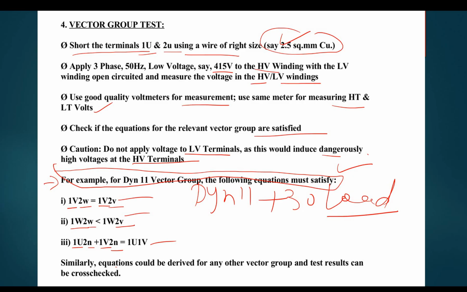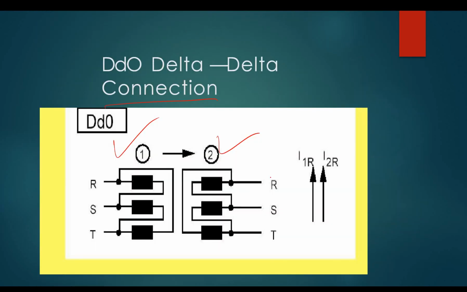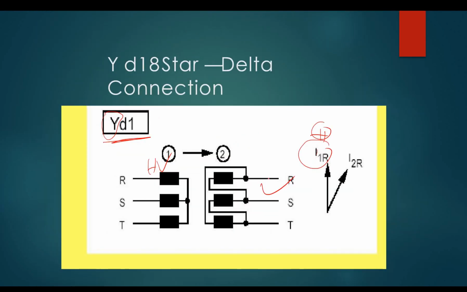In the market there are lots of instruments to measure directly. Just connect the leads as per requirement: this is the star winding, the HV lead connects there and the LV lead connects here. Click the auto mode and you can easily get the vector group, as the meter also measures the vector group of the transformer.